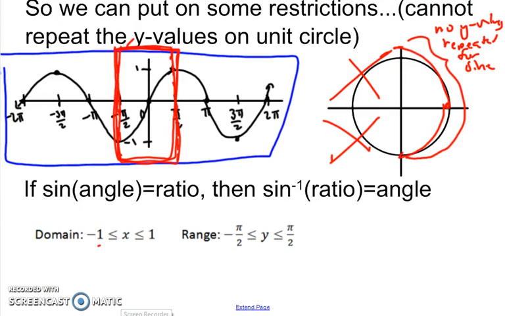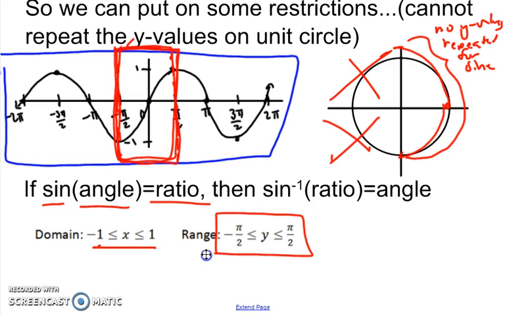So the domain is going to be from negative 1 to positive 1, right? So I'm just flipping around my domain and range from before. Well, actually, I'll show you in a second here. And then the range is going to be from negative pi over 2 to positive pi over 2. Recall that every time we do sine of an angle, it spits out a ratio of sides for us. Well, what if I go in the opposite direction? What if I do the inverse? Well, now my x and y values are switching what they're representing.